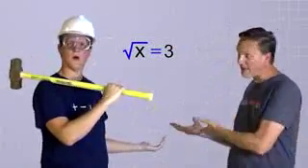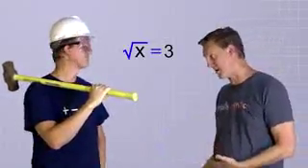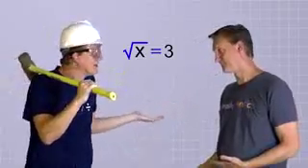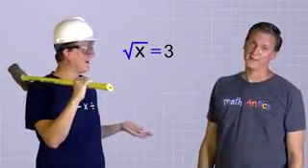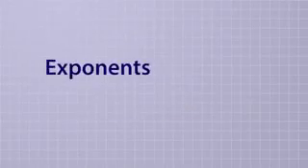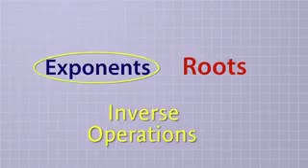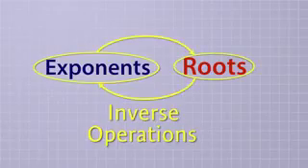I mean, this is a math operation. And to get rid of a math operation, you need to use its inverse operation. Well, I was gonna try that next. In the video called Exponents and Square Roots, we learned that exponents and roots are inverse operations. If we want to undo an exponent, we need to use a root. And if we want to undo a root, we need to use an exponent.